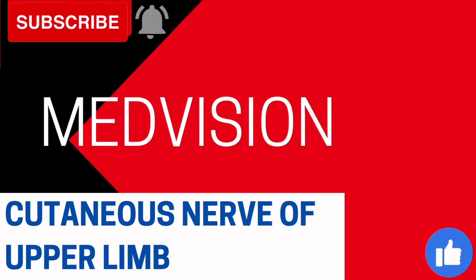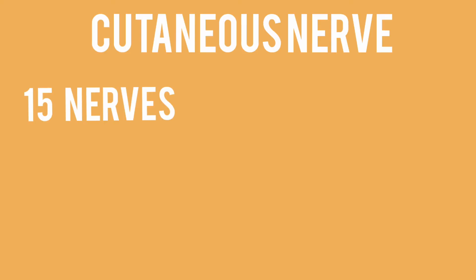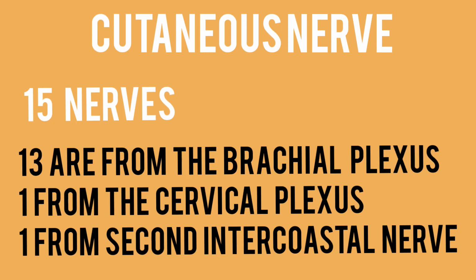Today's video is based upon the cutaneous nerve of the upper limb, so let's get started. The skin of the upper limb is supplied by the 15 sets of cutaneous nerve. Out of these 15, 13 are derived from the brachial plexus. One, that is supraclavicular nerve, is derived from the cervical plexus, and one, that is intercostobrachial nerve, is derived from the second intercostal nerve.